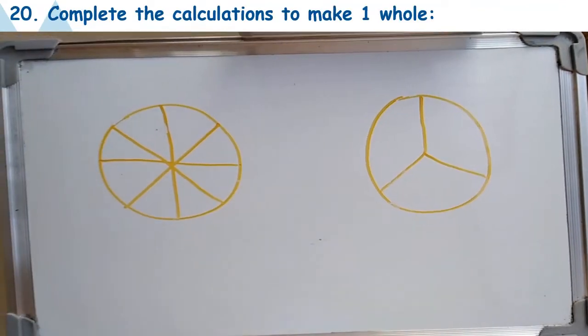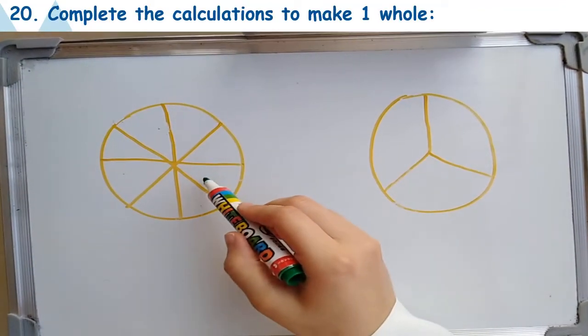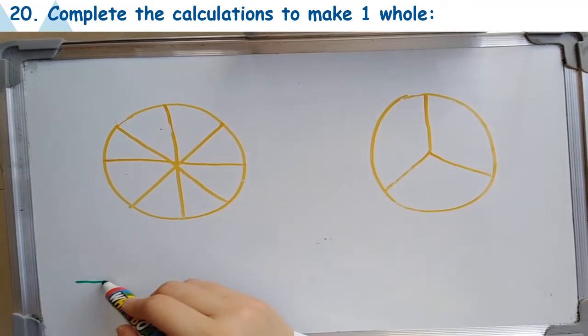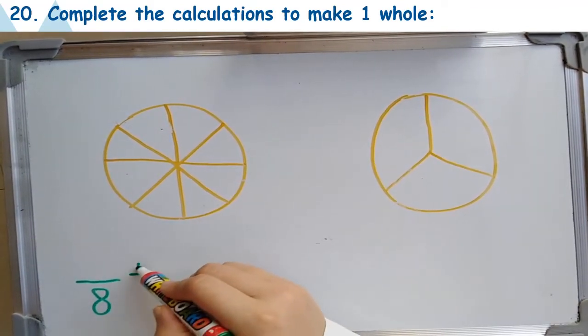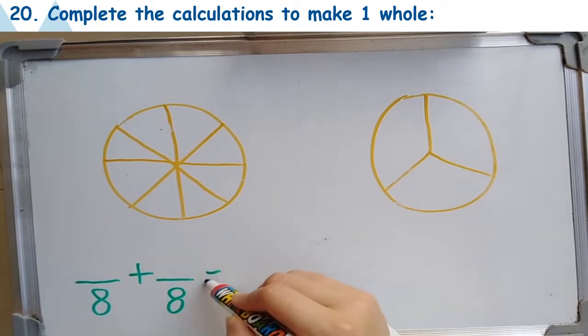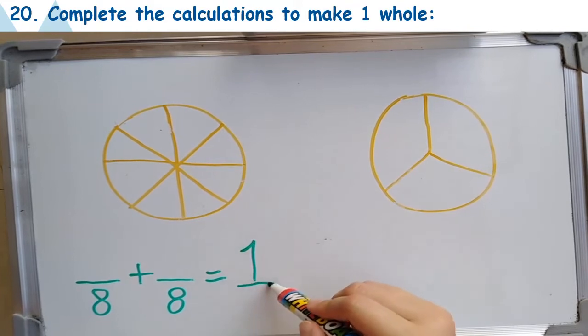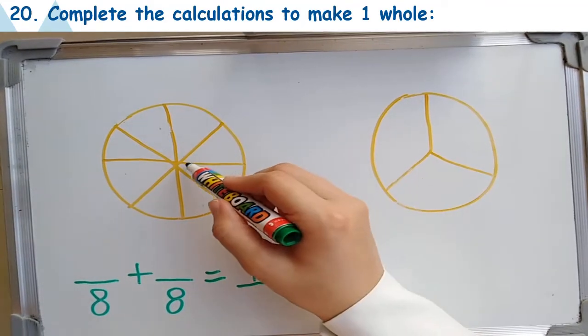For question 20, complete the calculations to make one whole. First, I will count how many parts I have in the first fraction. 8 parts. So both denominators will be out of 8, and I will make sure I get one whole at the end. One whole complete circle. Okay?